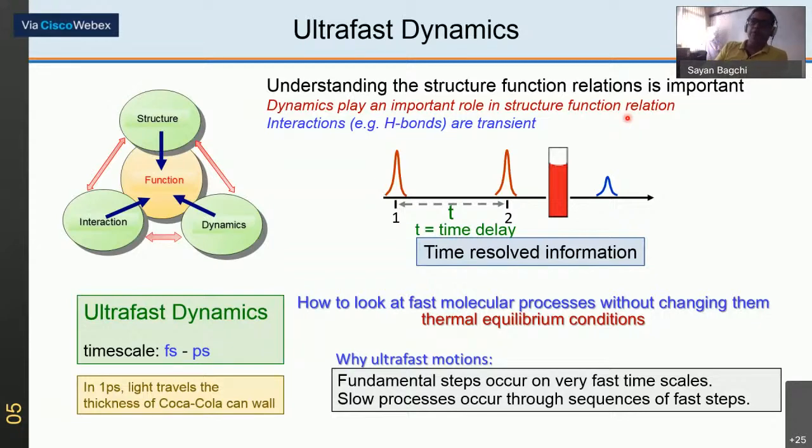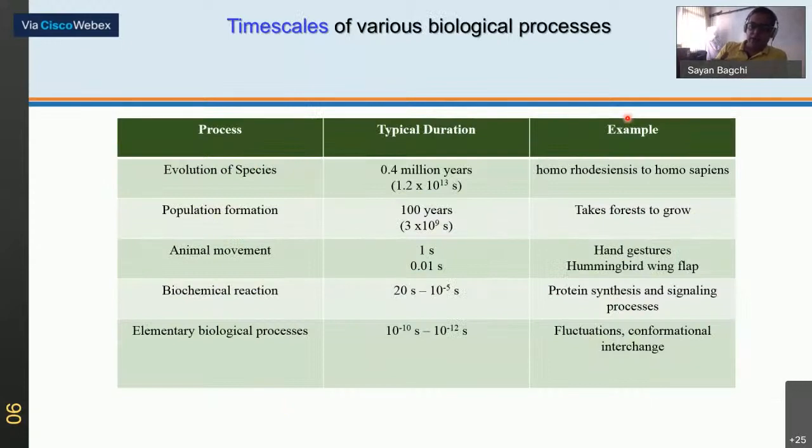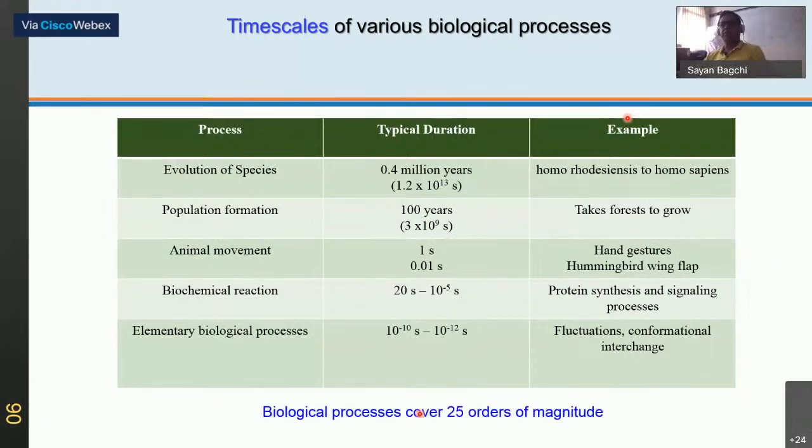So we are talking about time scales here, and I am just trying to build up, because I need to explain the time scales, the IR, and the spectroscopy for two-dimensional infrared spectroscopy. If you think about any biological process, you will see that biological processes cover over 25 orders of magnitude. For example, if you think about the evolution of species, a typical duration is 0.4 billion years, which is 1.2 times 10 to the power 13 seconds. You can see the example from Homo habilis to Homo sapiens. Now, if you think about population formation, it takes about 100 years at least.